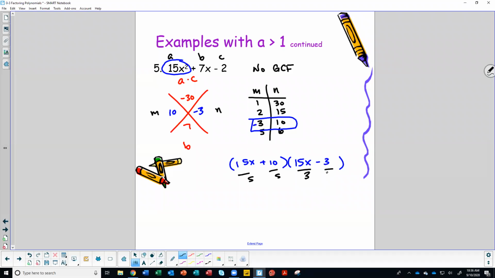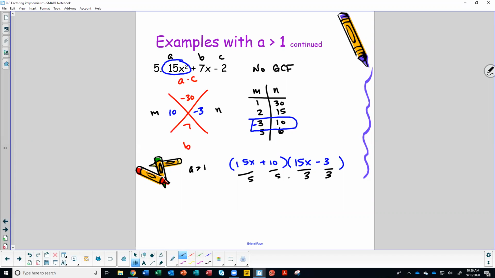It has a factor of 3. So again, it's a practice of the greatest common factor that we did on the bell ringer. There's a reason I gave you that bell ringer, so you can work on this. So notice 5 times 3 is 15. So anytime a is bigger than 1, you will be dividing out by a factor of that a.